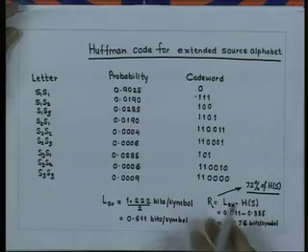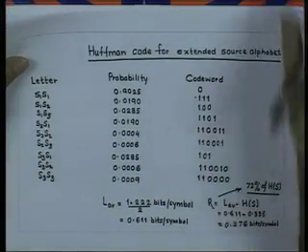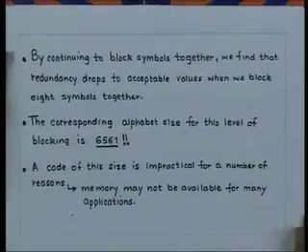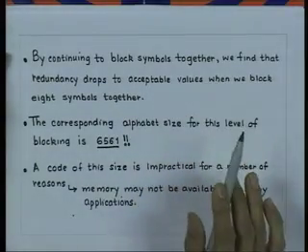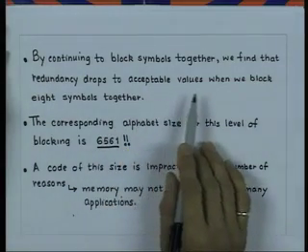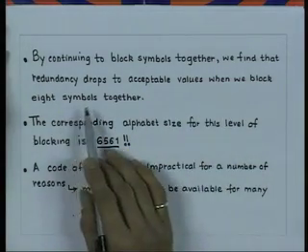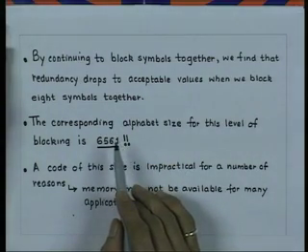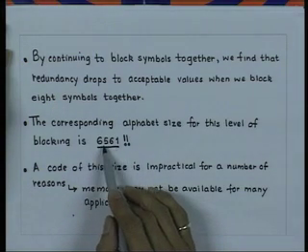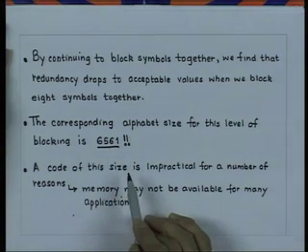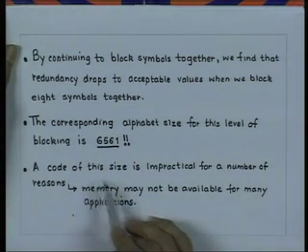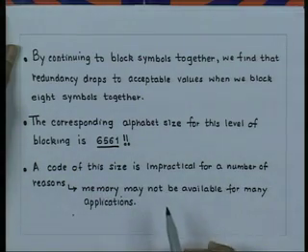But what this example shows is that by continuing to block symbols together, we find that redundancy drops to acceptable values when we block 8 symbols together. The corresponding alphabet size for this level of blocking is 6561, which is quite excessive. So, a code of this size is impractical for a number of reasons.